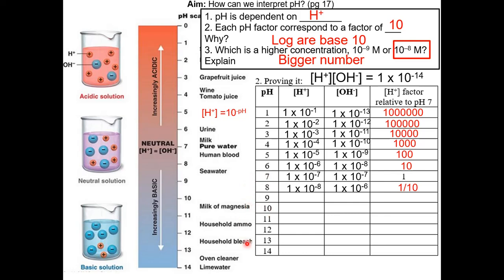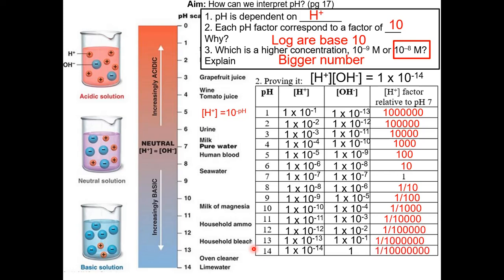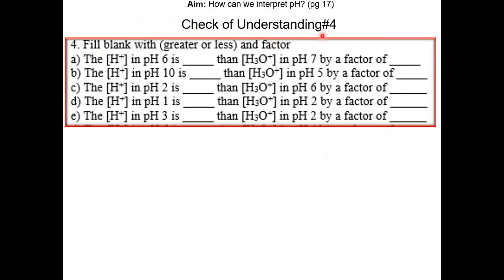Let's complete the rest of the table using this pattern. So as you can see, each pH unit corresponds to a factor of 10. Check your understanding number 4: fill the blanks with greater or less and the factor. I'm going to do one question and then you can do the rest on your own.